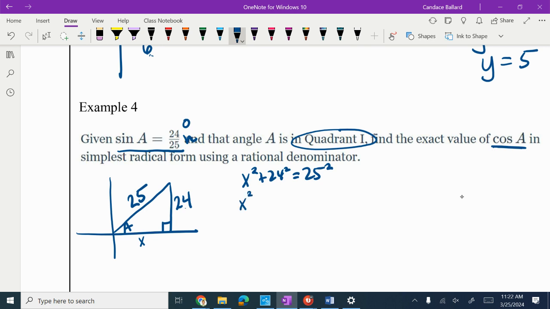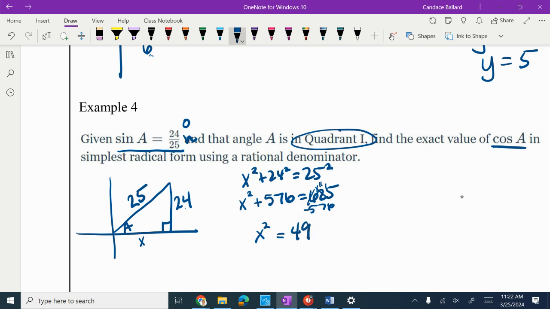Okay, if you need help, look at the walls. What's 24 squared? 576. 25 squared. 625. Good. How do I move the 576 over? Subtract it. Okay, so we got minus 576. What do we end up with? Oh, we got to do that again, don't we? That's 49. Oh, look at that.